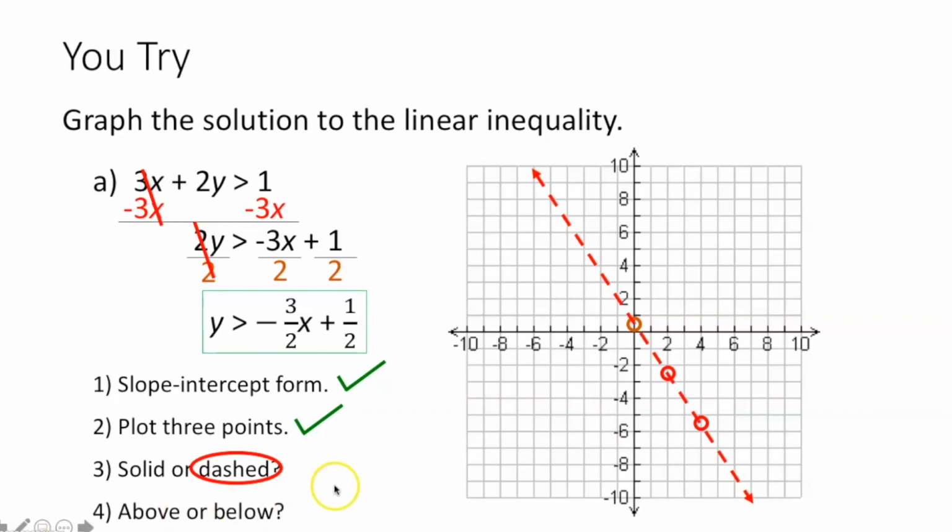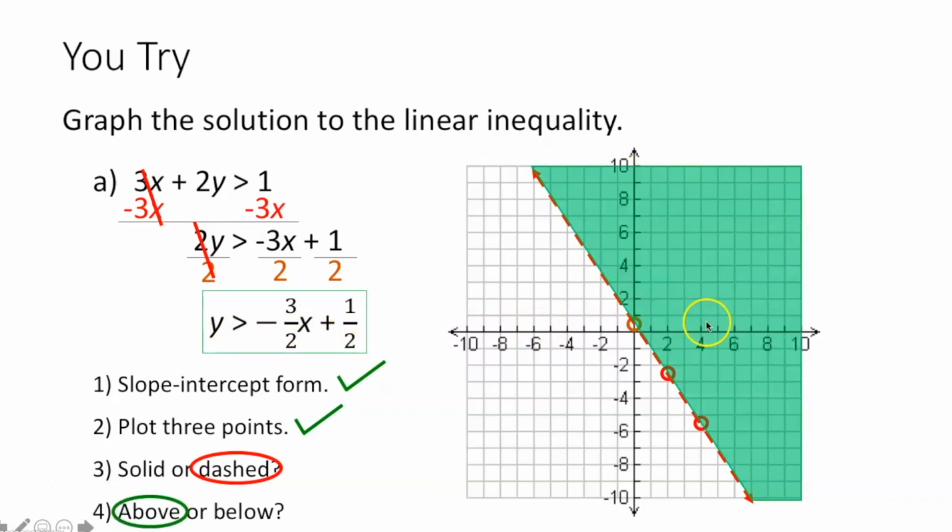Next, are we going to shade above or below this given line? Well, since our inequality symbol is eating our y, that means we want all y's greater than negative 3 halves x plus 1 half. We're going to shade above this given line. So it's going to look something like this. Again, every point in this region would make this inequality true if you were to plug it in, except the ones on the line. That's why it's dashed. That's why we did open circles.